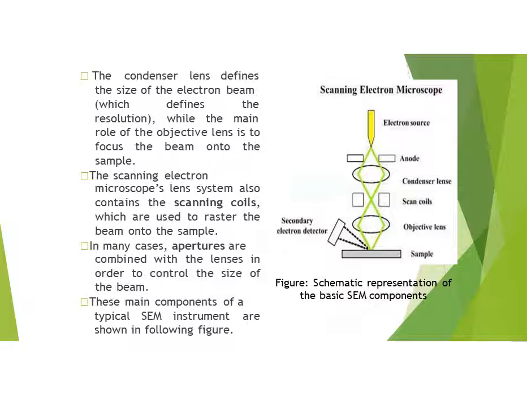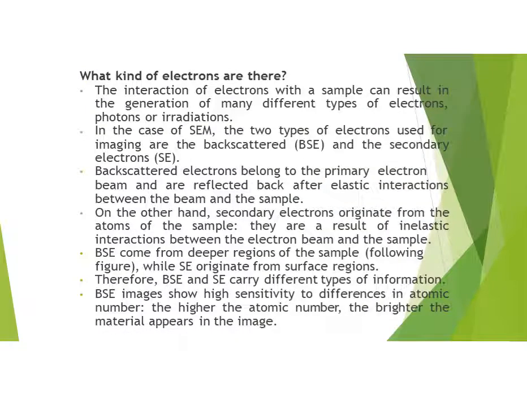After this, the condenser lens again converges the beam of electrons. Then scan coils make the electron beam a spot. After passing through the scan coil, the electron beam strikes the objective lens and then strikes the sample. From the sample, the scattered electrons are detected by the secondary electron detector. Now, the question is this: what kind of electrons are there?